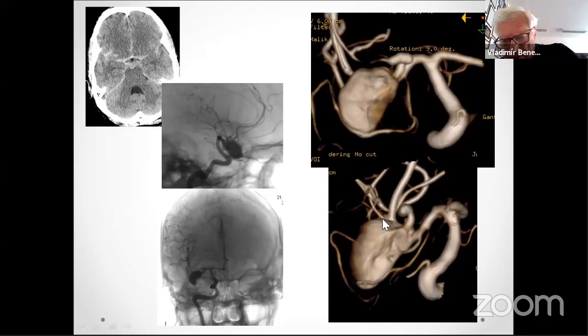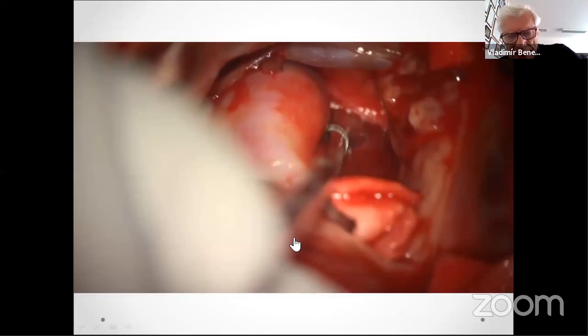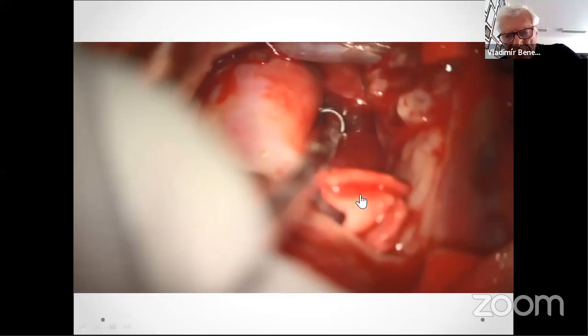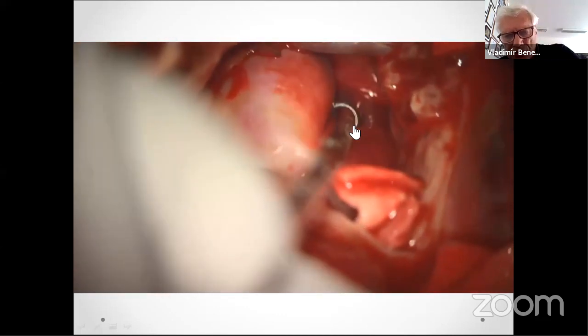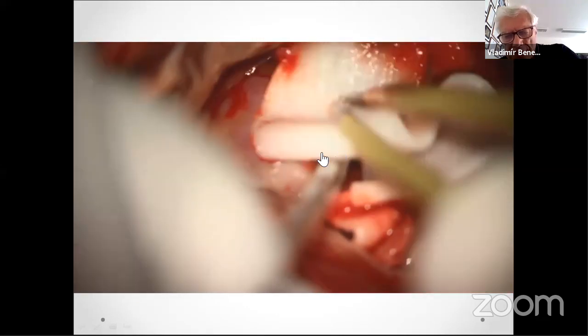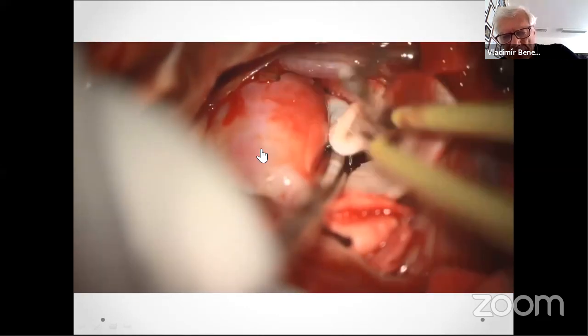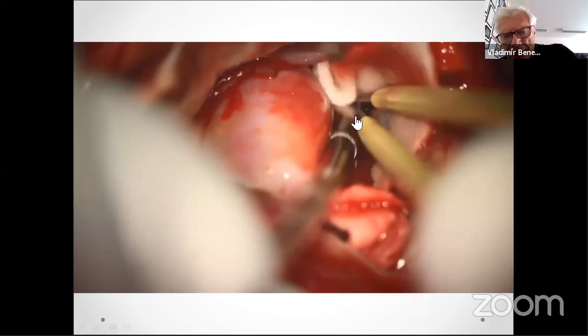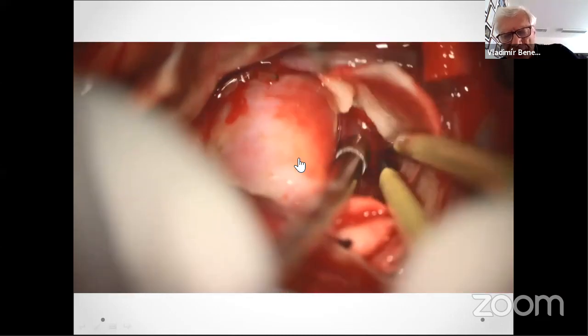This is actually a dissecting aneurysm, which I did not appreciate quite well prior to surgery, and surgery itself was rather not dramatic, but something different from what we are used to do. This is the sac of the aneurysm. You see how nicely it's pulsating. It seems like a regular wall of the aneurysm, which later on you will see that it was not.